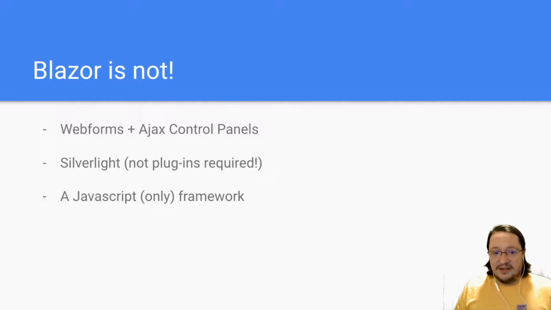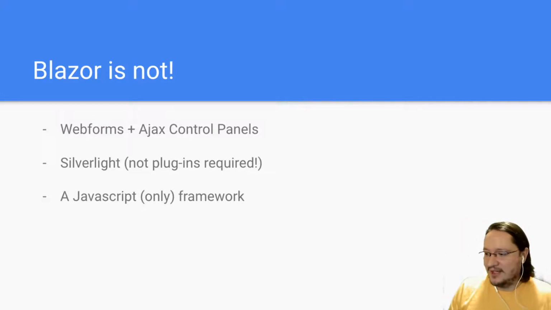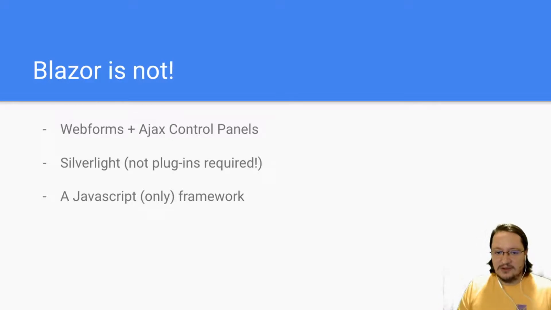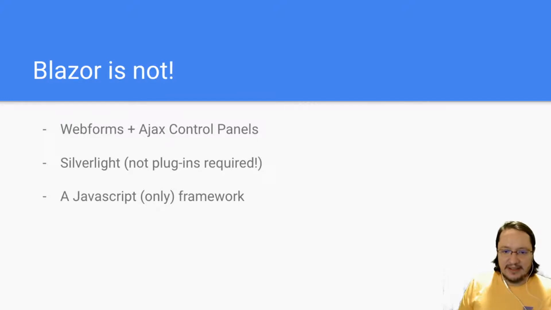So what is Blazor not? It's kind of an awkward statement, but it's not Web Forms with Ajax control panels. I know some people may have that fear. If you're doing server side, it has a SignalR connection that it uses to update the specific parts of the DOM that you're looking to update, and not the entire page. And you don't have to plug in any kind of Ajax references or anything like that.